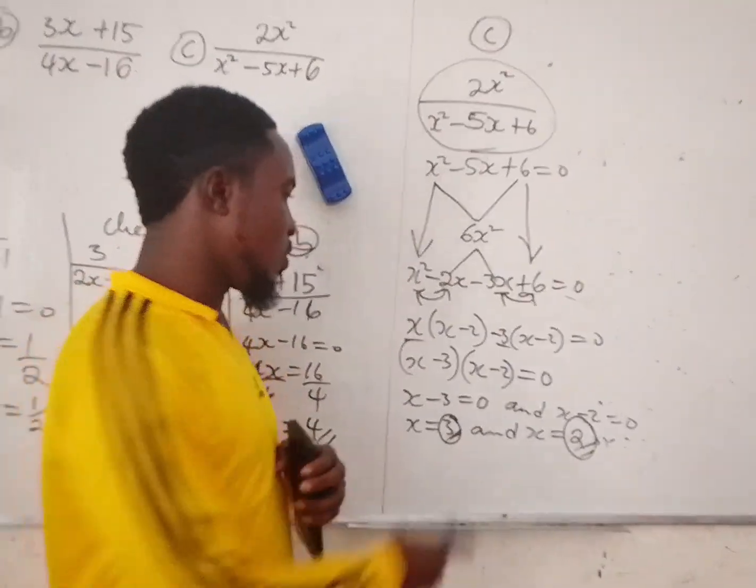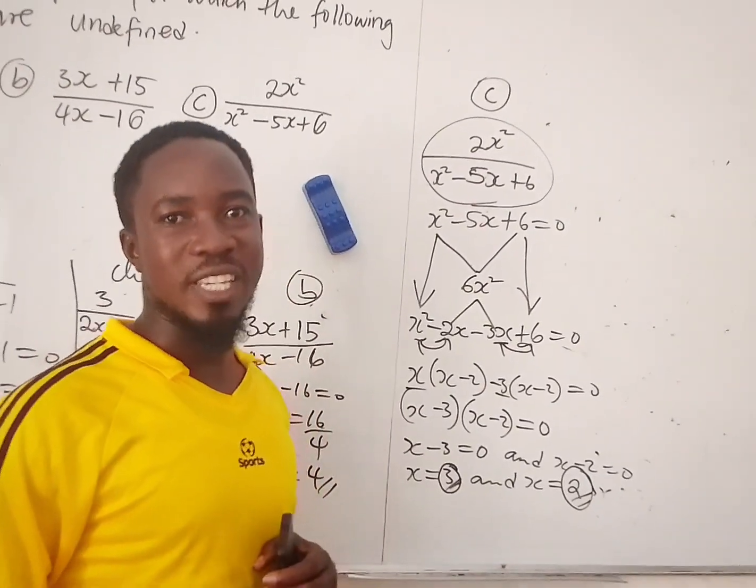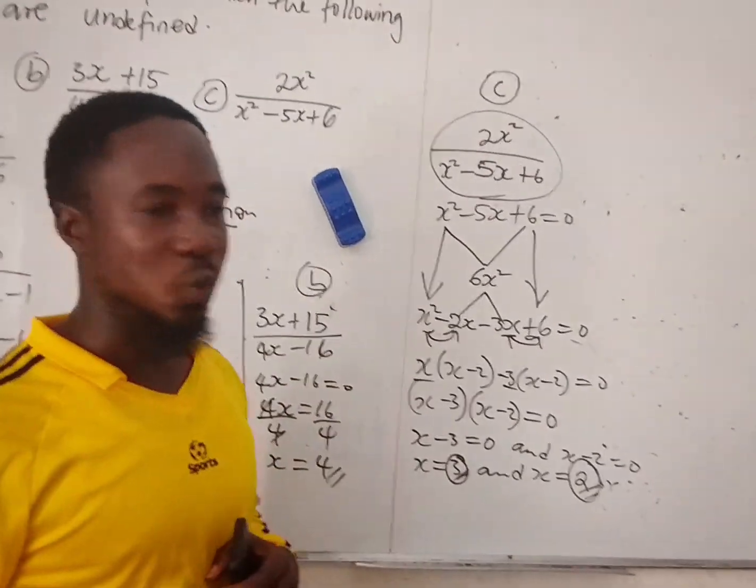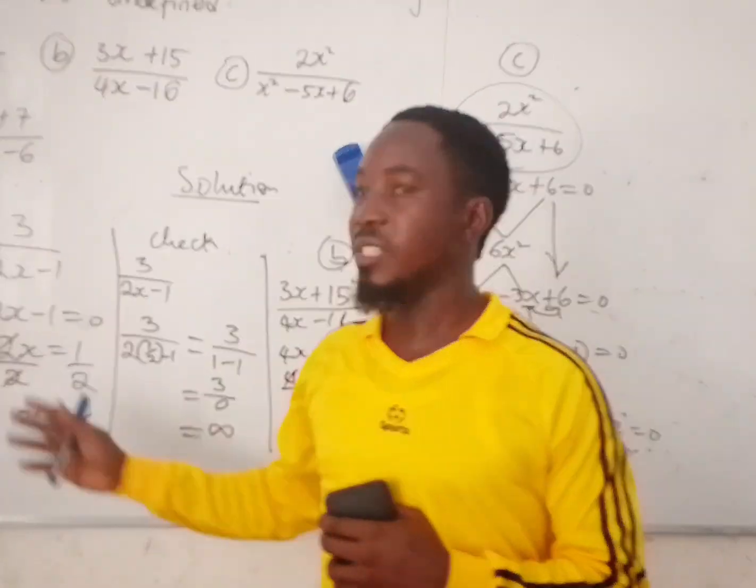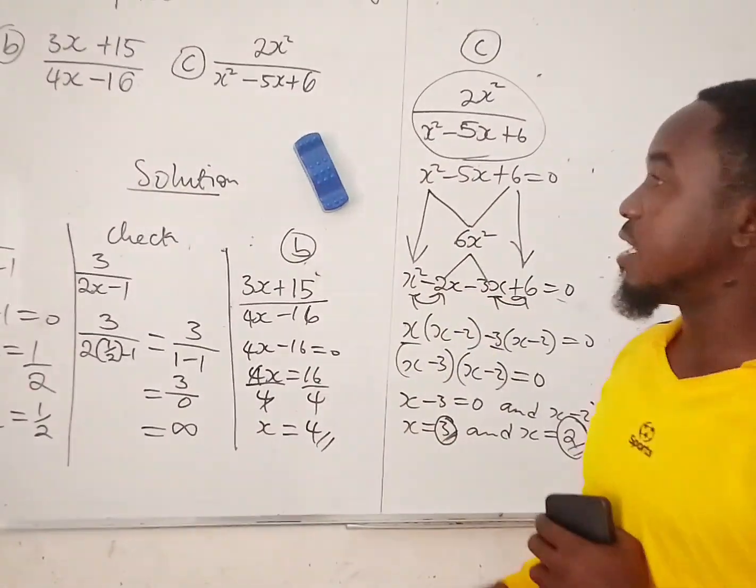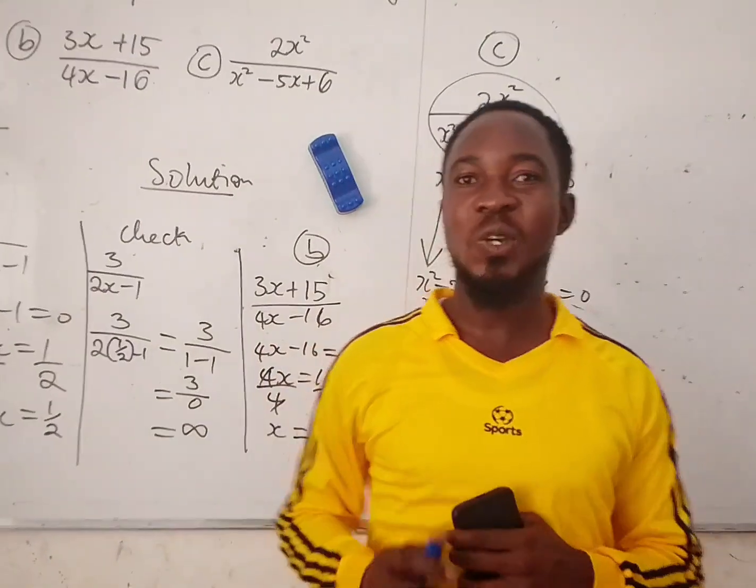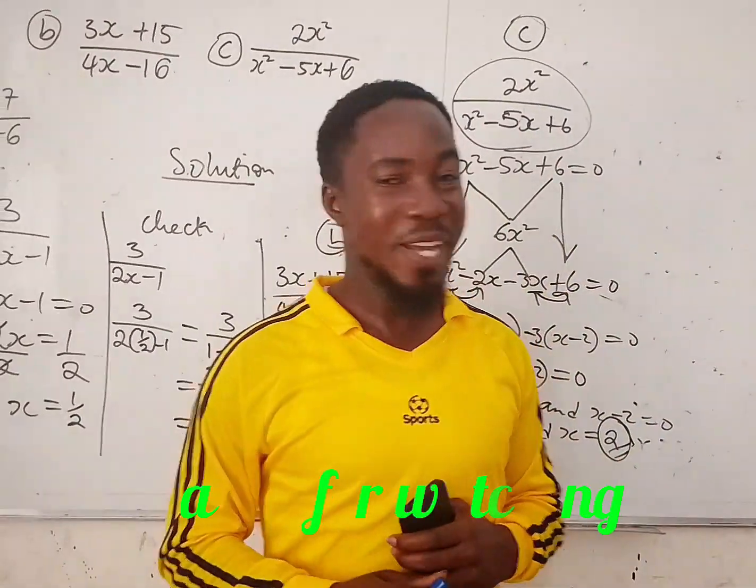So I want you to quickly run a check, then drop it in the comment section below. I'll be there to attend to you. And you also attempt D. Solve it the same way we solved this C. And if you have any challenge, I'll be in the comment section to answer you.